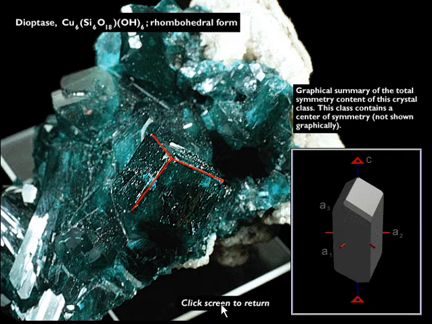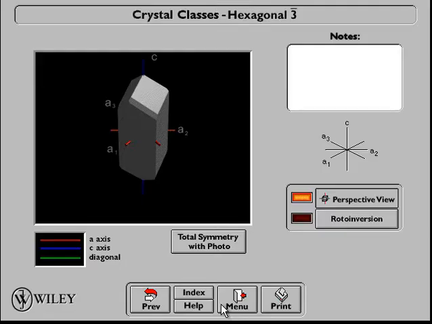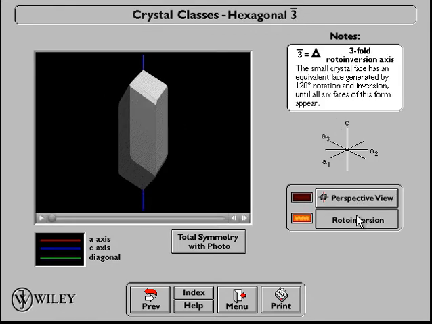Click the screen to return. So that means we are now making our roto-inversion. We have here the 3 over. Here we have the symbol for the 3-fold roto-inversion axis. The small crystal face has an equivalent face generated by 120-degree rotation and inversion until all 6 faces of this form appear.